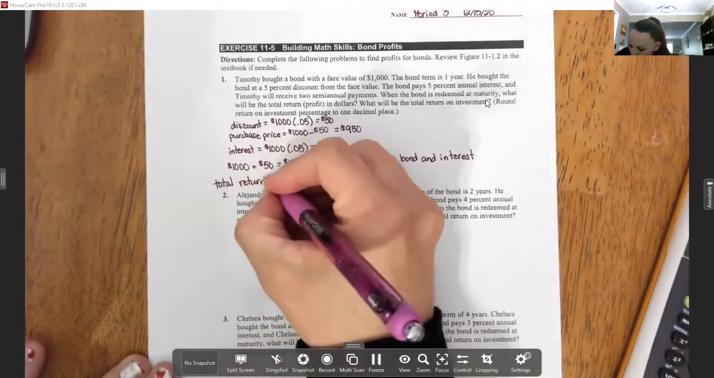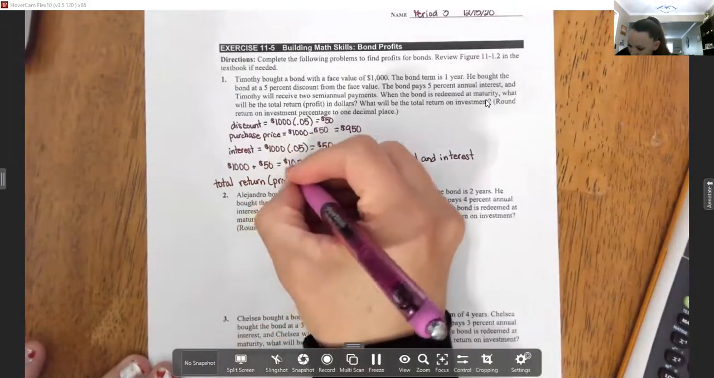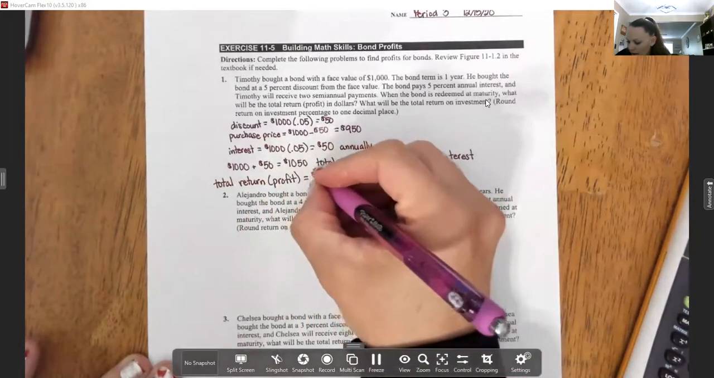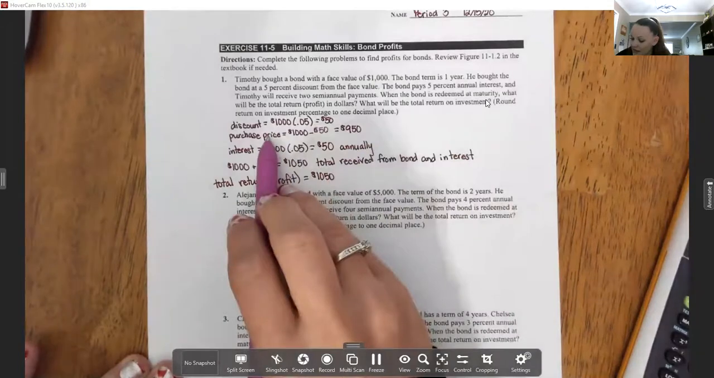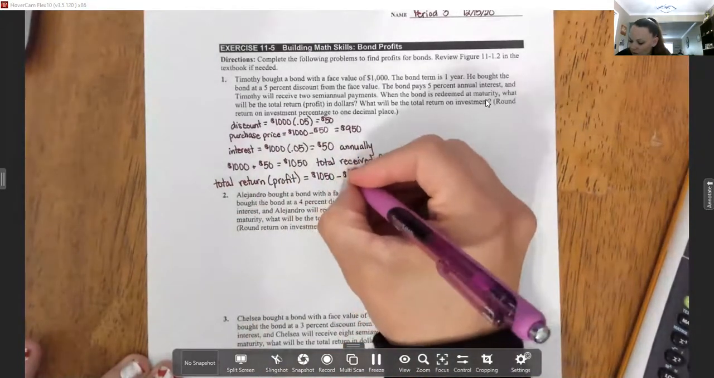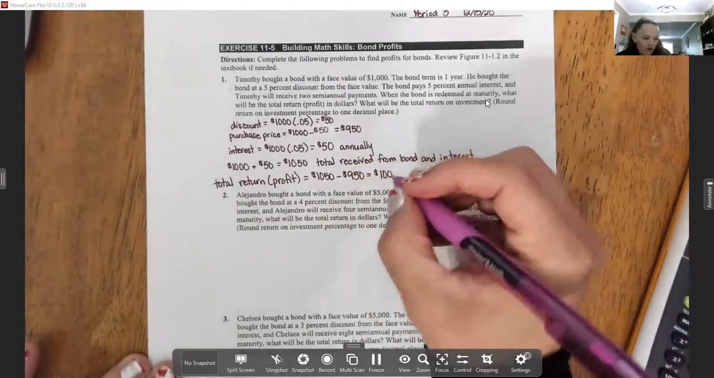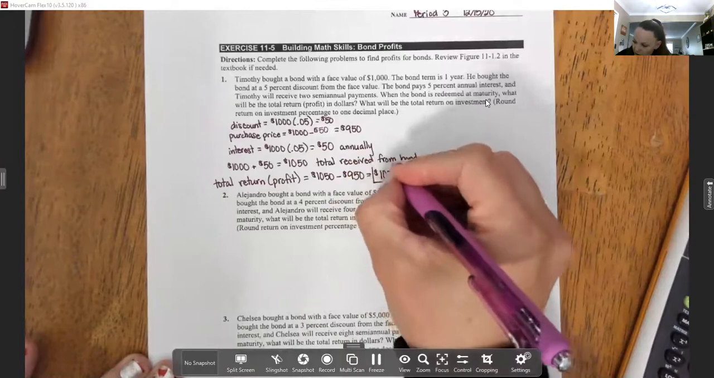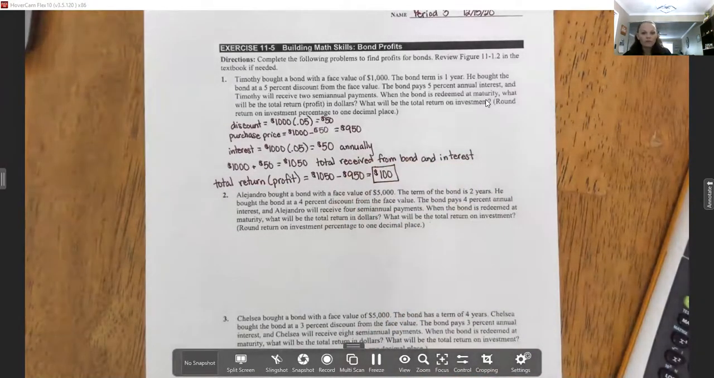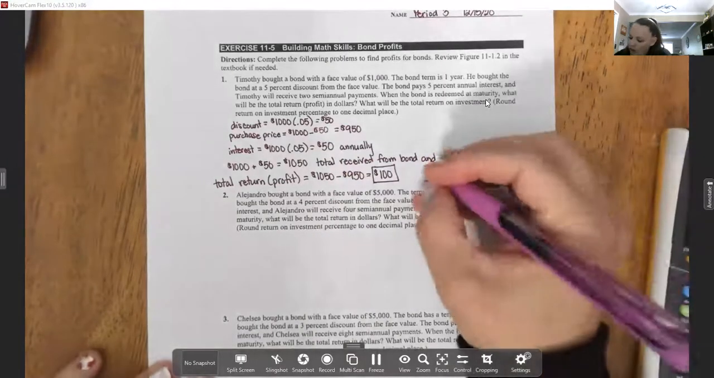So the total return or the profit, how much money did he actually make? Well, he's getting back $1,050, but he spent $950. So we have to do subtraction there. So his total return is then $100. That's the profit. So not a bad way. Took him a year. He made $100 and he didn't have to do anything. He just had to spend that money and then all of a sudden he gets it back. So if you have the money to invest, it could work here.